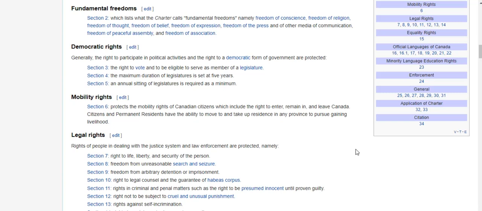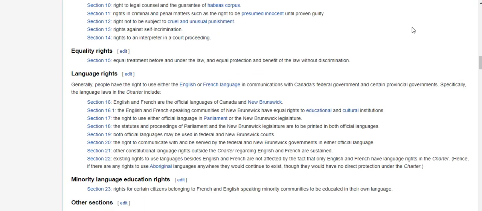Section 11, rights in criminal and penal matters, such as the right to be presumed innocent until proven guilty. Section 12, right to not be subject to cruel and unusual punishment. Section 13, rights against self-incrimination. Section 14, rights to an interpreter in a court proceeding.